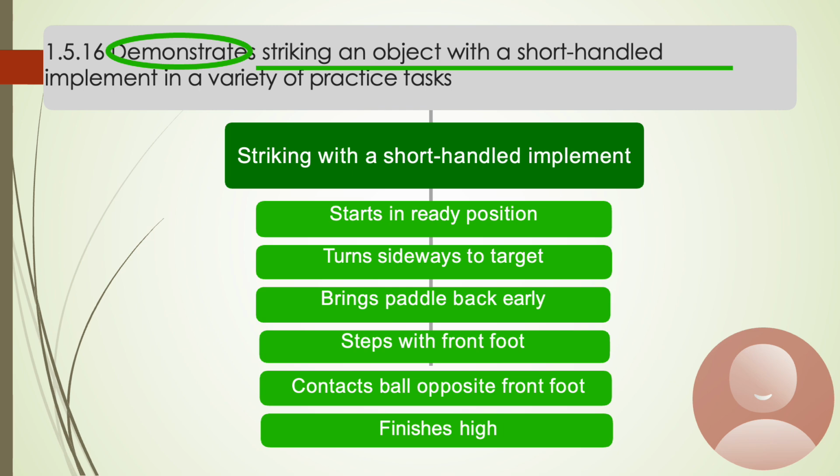So then you as the teacher can decide, okay, what activities do I want to use in order to meet this learning indicator? And then from there, you're going to come up with, what does it mean to strike with a short-handled implement? Okay? You're going to start in a ready position, turn sideways to target, bring the paddle back, step with the front foot, contact the ball opposite the front foot, finish high, whatever it is. Okay, you need to be able to come up with some ways that you're going to assess your students by looking at the critical elements of that skill.